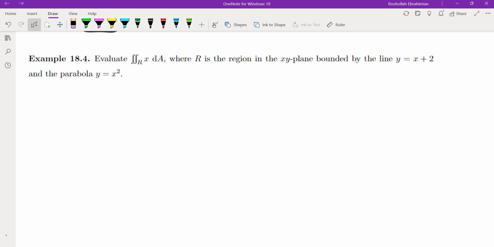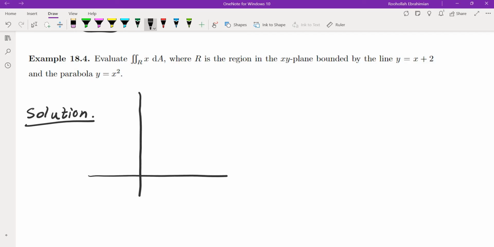example on this one. Evaluate the double integral over R of x dA, where R is the region in the xy plane bounded by the line y equals x plus 2. So the very first step is always to draw the diagram. We have y equals x plus 2, so the intercept is 2. So it's this line. And the parabola y equals x squared. So we have this region.